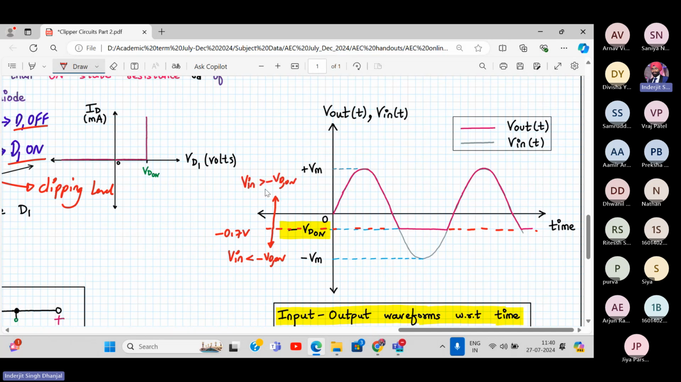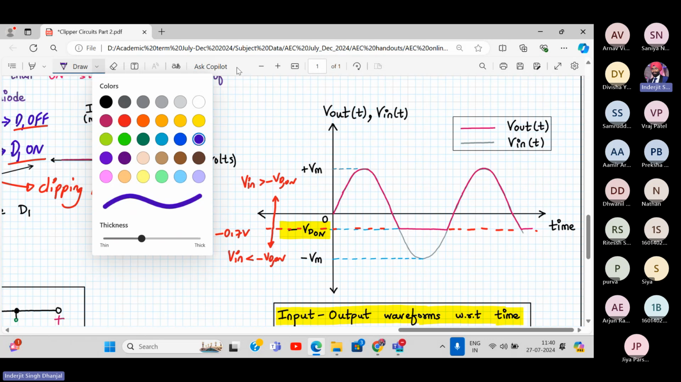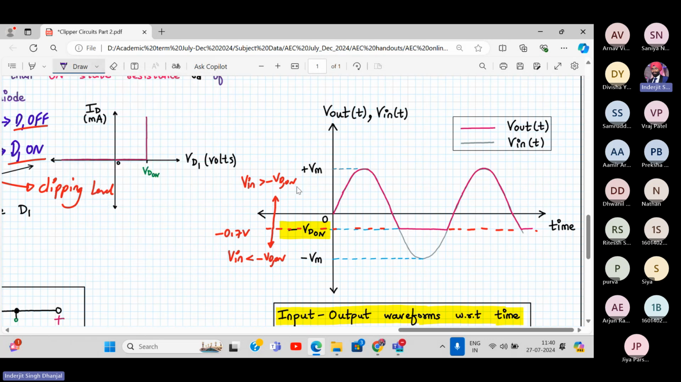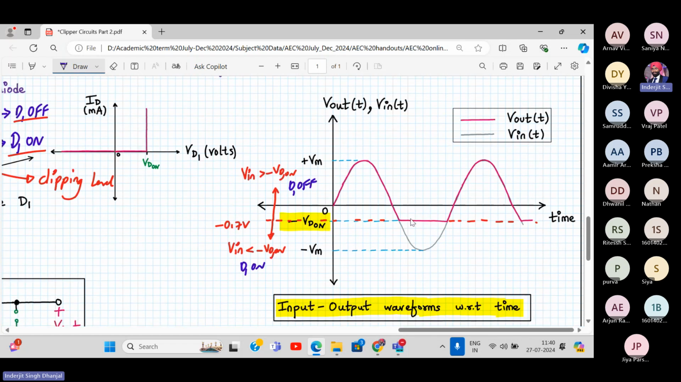Now, will you appreciate this? We have understood that whenever V in is greater than minus VD on, the diode is off, and when the diode is off, the output follows the input. As you can see over here, the output follows the input waveform. For V in less than minus VD on, which is V in less than minus 0.7, the diode is on and the output voltage stays at minus VD on. Here is the output waveform. So here is my input and output waveform versus time. Did you all understand this? The clipping level. So this is the clipping level.